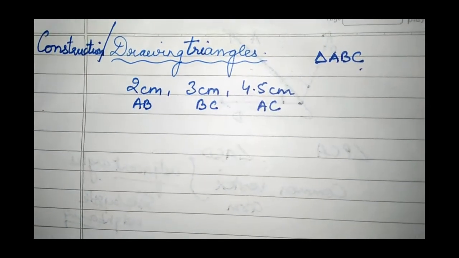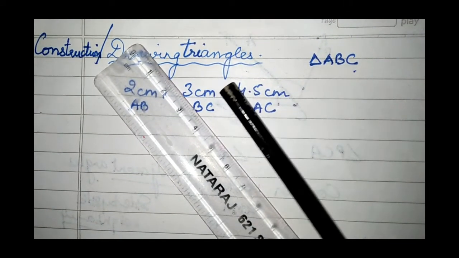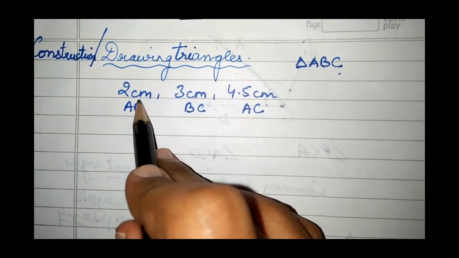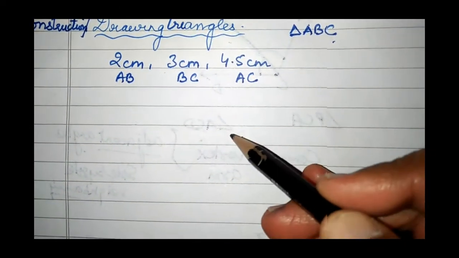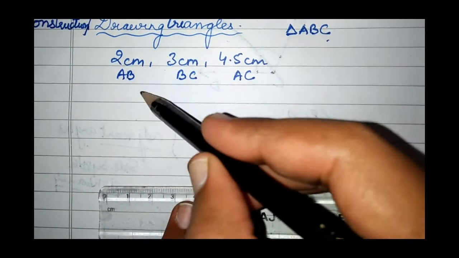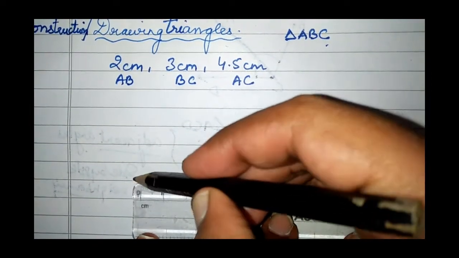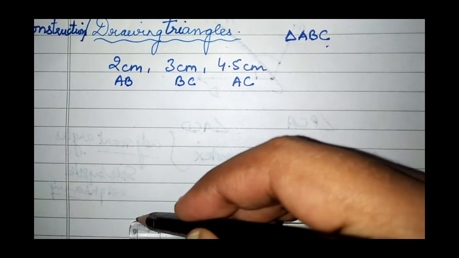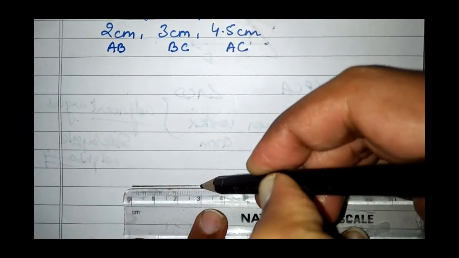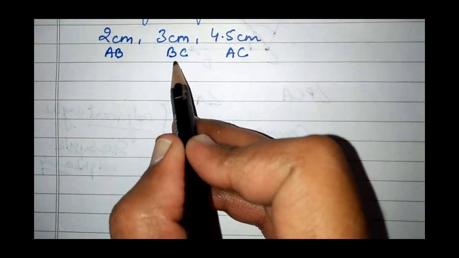The triangle will be constructed with the help of a ruler, pencil, and a pair of compasses. First of all, we will take any of the three line segments as the base. I am taking 3 centimeter as the base. It is your choice, you can take any of them as the base. I am taking 3 centimeter, so I will draw a line segment of 3 centimeter.